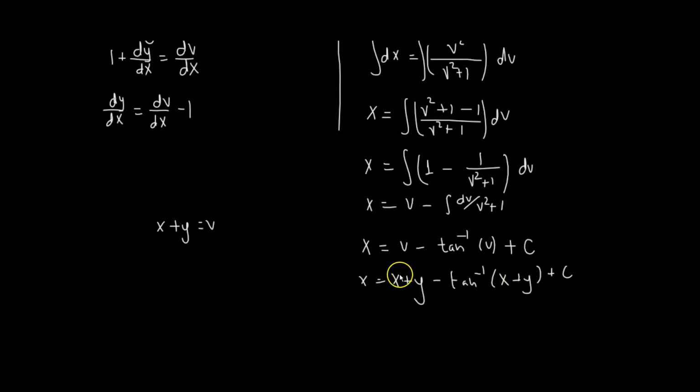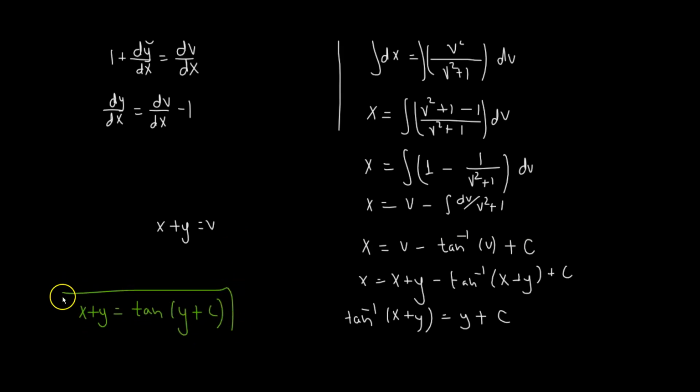So x and x will get cancelled from both sides, and that is going to leave us with tangent inverse of x plus y equal to y plus c. And if we take the tangent on both sides, then we have x plus y equals tangent of (y plus c), and this is the final solution to our given differential equation.